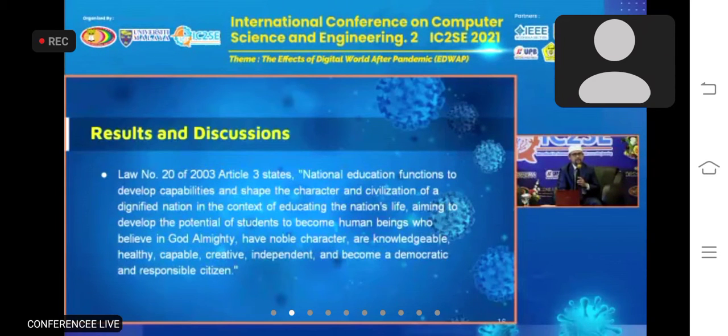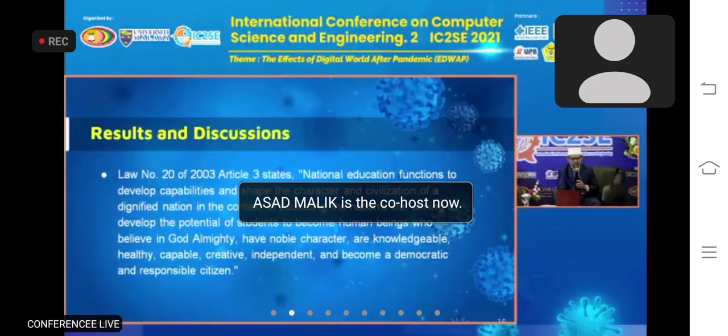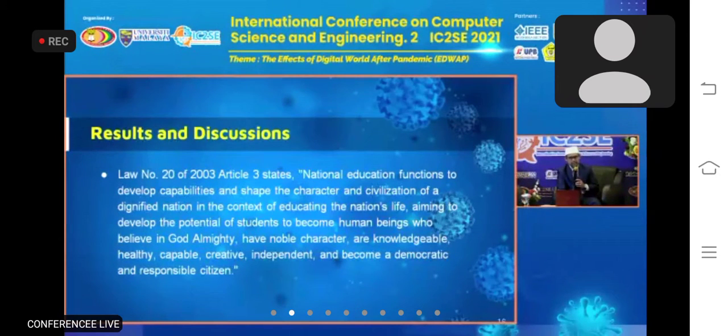Okay, let us consider the law of education in Indonesia. Law number 20 of 2003, Article 3, stated that national education functions to develop capabilities and shape the character of civilization of a unified nation in the context of educating the nation's life, aiming to develop the potential of students to become human beings who believe in God Almighty, have noble character, knowledgeable, healthy, capable, creative, independent, and become a democratic and responsible citizen.